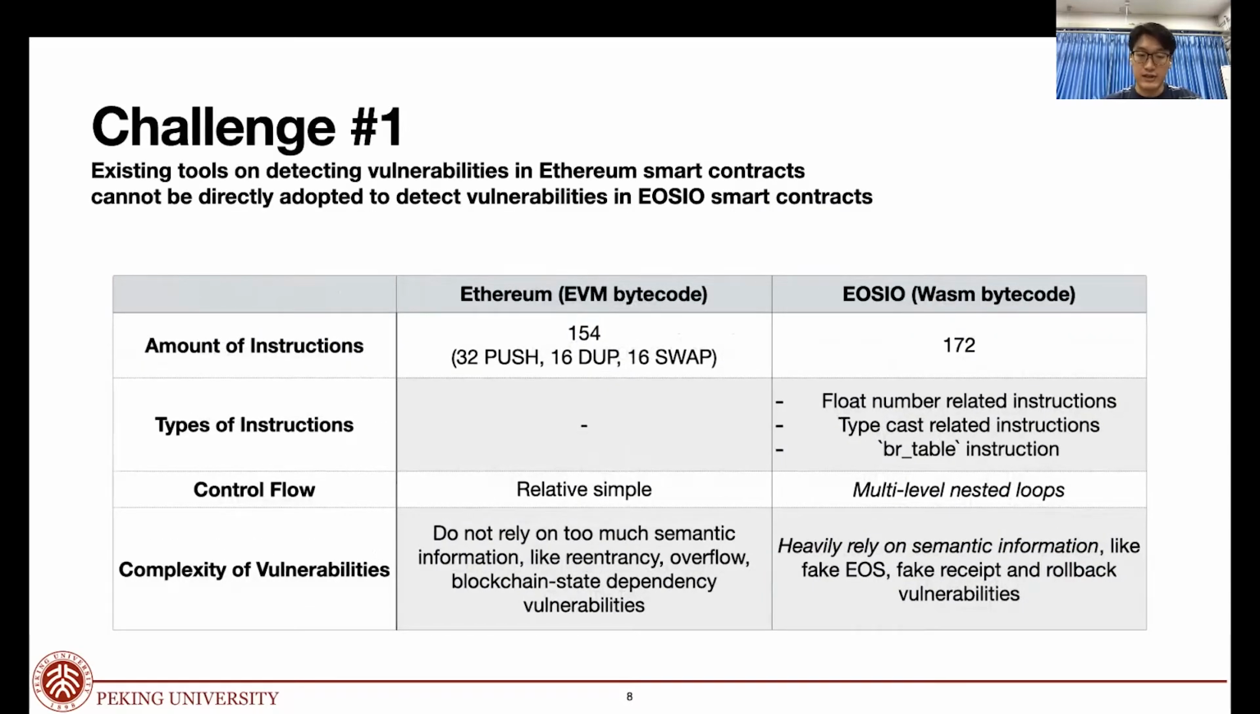However, there are mainly 2 challenges. First, existing tools on detecting vulnerabilities in Ethereum smart contracts cannot be directly adopted in detecting vulnerabilities in EOSIO smart contracts. This is because WebAssembly bytecode is much more complicated than Ethereum smart contracts. The complexity lies not only in the amount and the variety of instructions, but also in the control flow, which often contains multi-level nested loops, and the vulnerabilities heavily rely on semantic information to be verified.